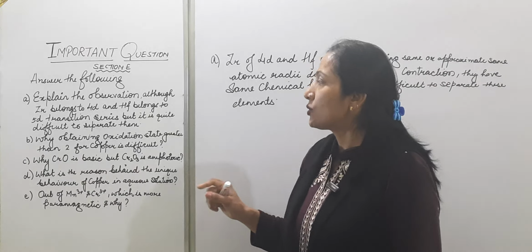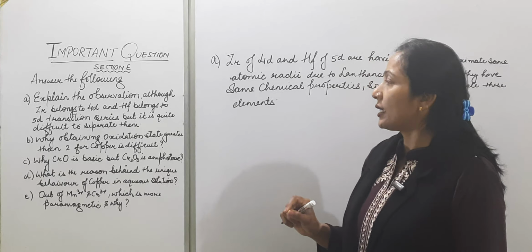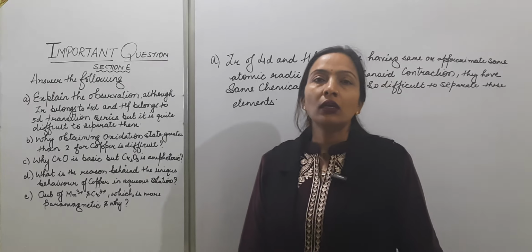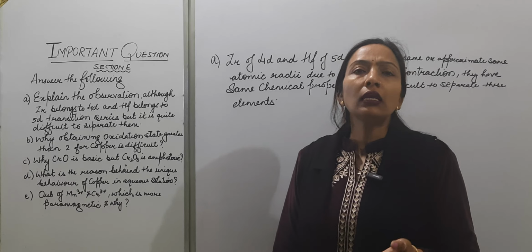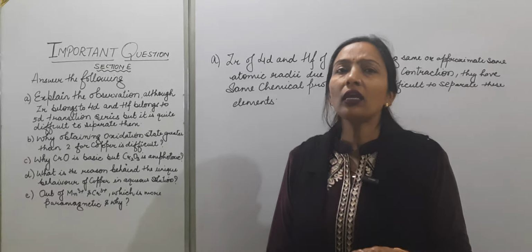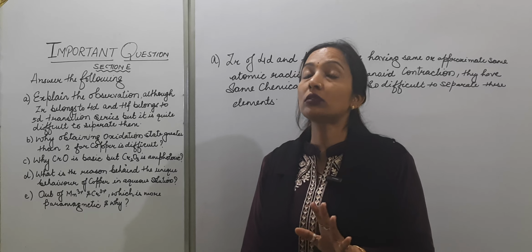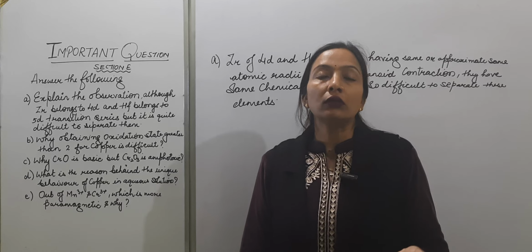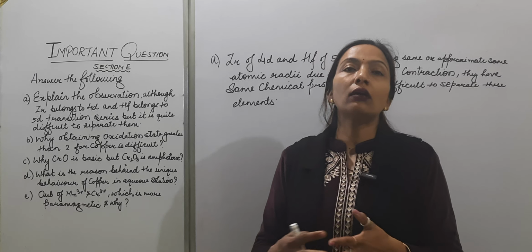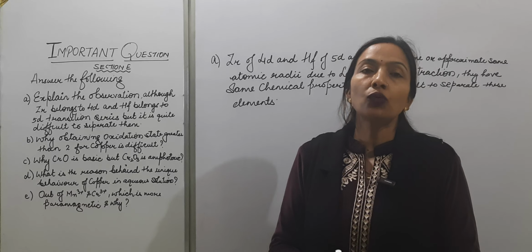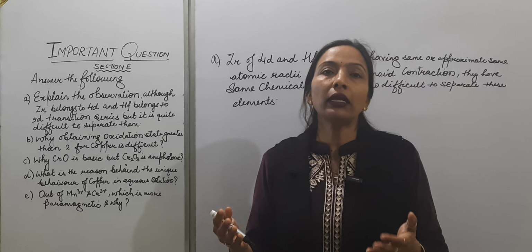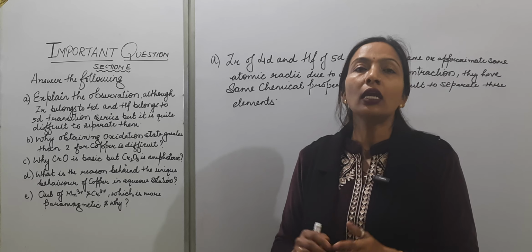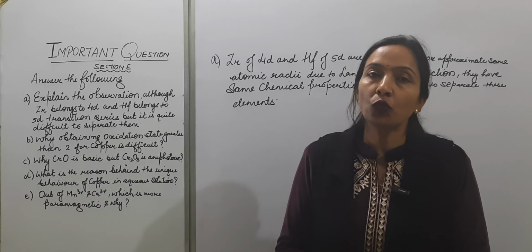The second part is: why is obtaining an oxidation state greater than +2 for copper difficult? Copper can exist in +1, which is very unstable, and the most stable state is +2. Because to remove the third electron, it requires a huge energy. So it requires a very big amount of ionization energy for the third oxidation state. That is why the +2 oxidation state is more stable.